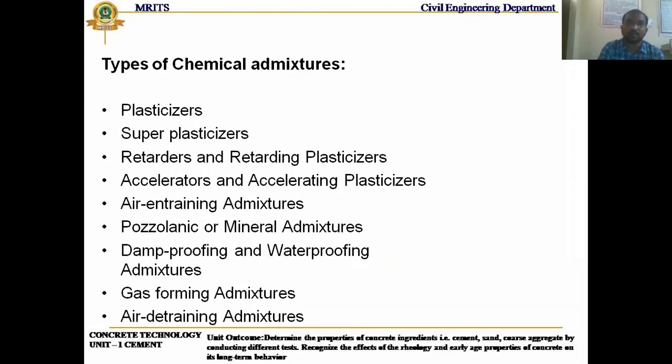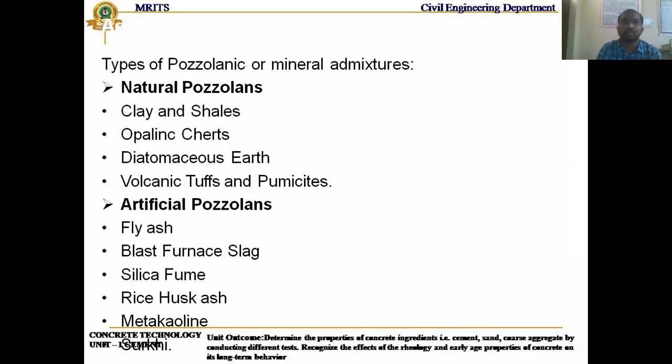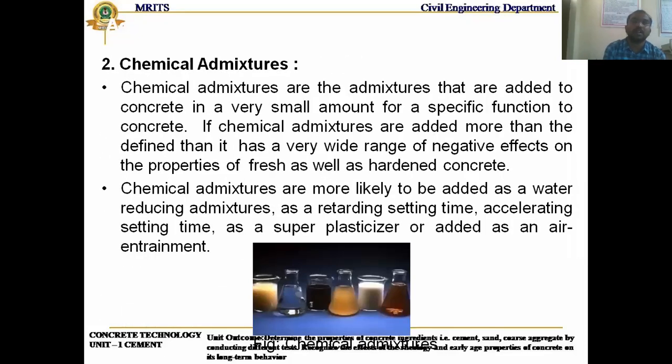So chemical admixtures. What do we mean by chemical admixtures? Chemical admixtures are the admixtures which are added to concrete in a small amount for a specific function. Then we can call them chemical admixtures.